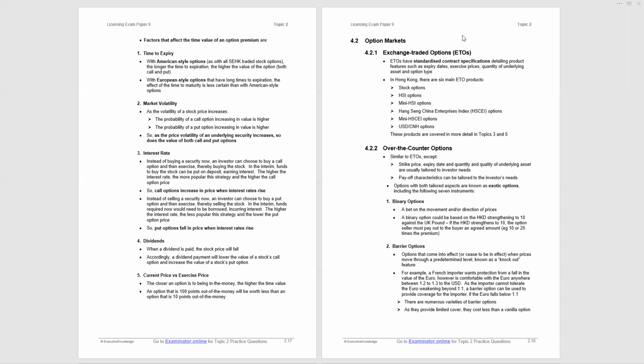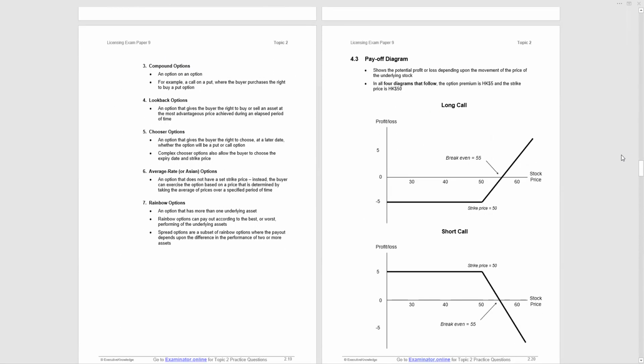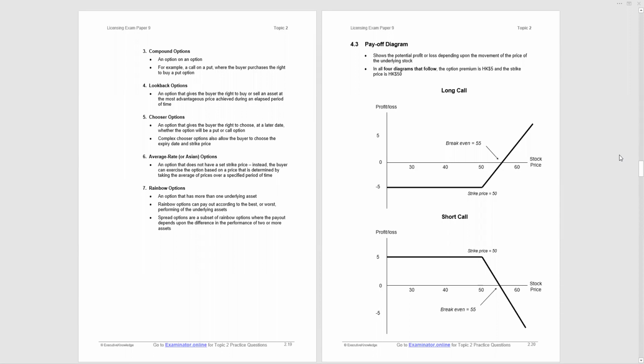Now, they could, as an absolute outside chance, examine you on the meaning of one of these exotic options, and you can read the detail, but I'd be aware of the 7 categories. I wouldn't go any further. And what are these categories of these over-the-counter tailor-made options that we refer to as exotic options? Binary options, barrier options, compound options, look-back options, chooser options, average rate or Asian options, and rainbow options. As I say, be aware of the categories. I wouldn't spend too much time on that.